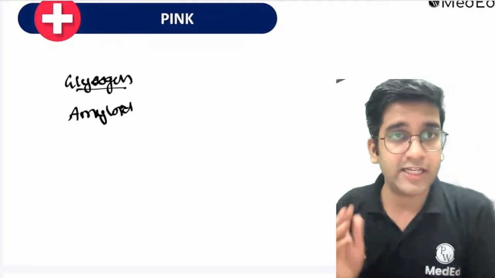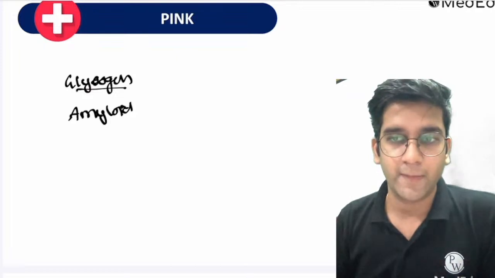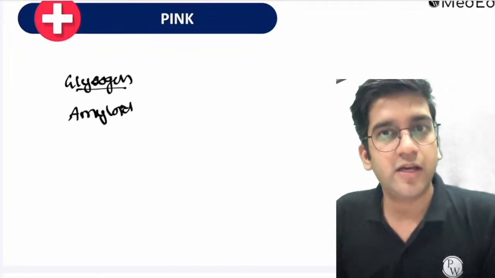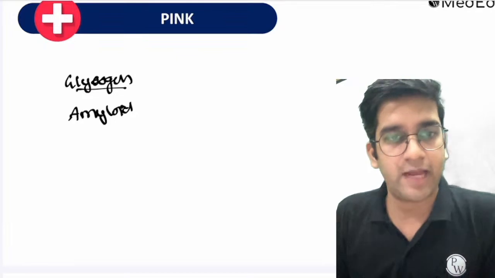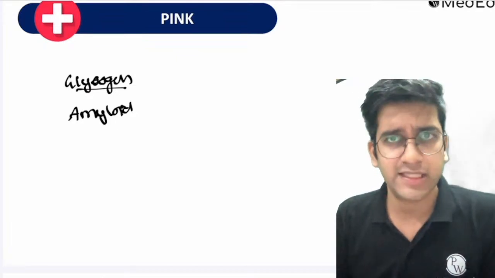Anything else which can be pink in color? Like I said, I want your participation. The more you participate, the more answers I'm going to give you. That's all. Okay. Amyloid. Again, a question I'm going to ask you. Can I say amyloid is a protein? Are amyloids protein? Yes, amyloid is protein.